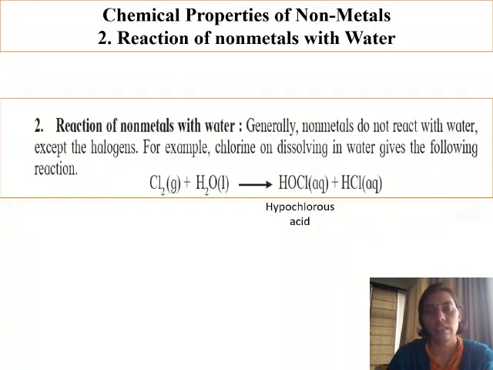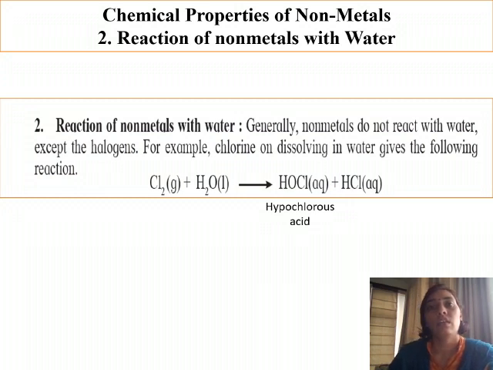Before we start with this slide, I just wanted to tell you that in the previous slide, we said that oxides of non-metals are acidic in nature. They combine with water to give rise to acids, and because they are acidic in nature, they have a tendency of combining with bases.